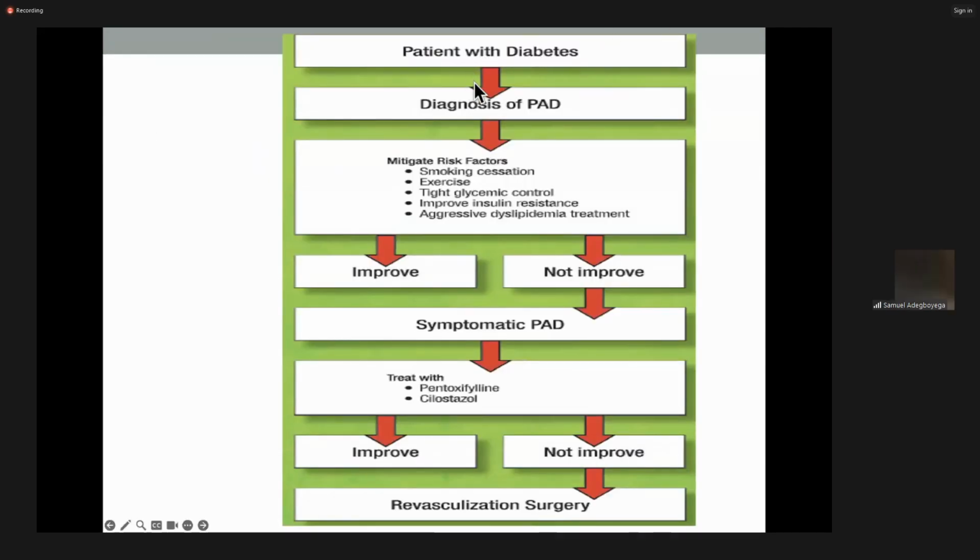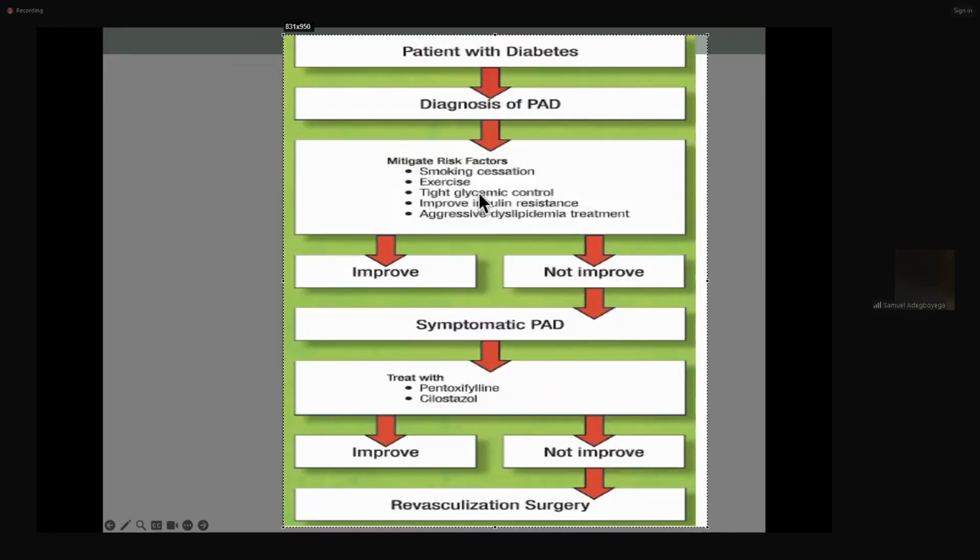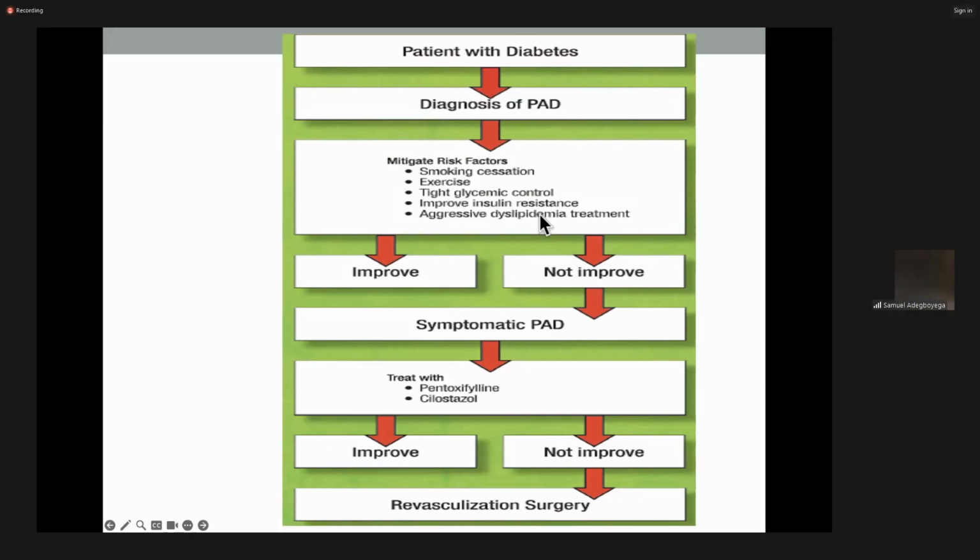Now, this is very important. The first treatment for a patient with PAD is lifestyle modification. If you do lifestyle modification and they're not getting better, what's the next thing you have to do?